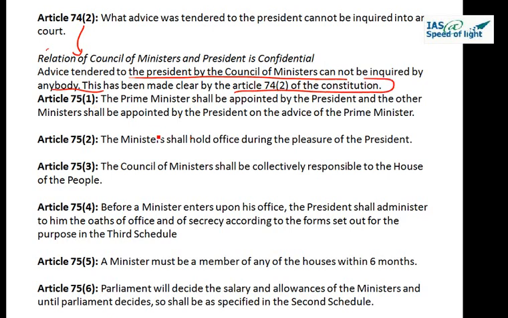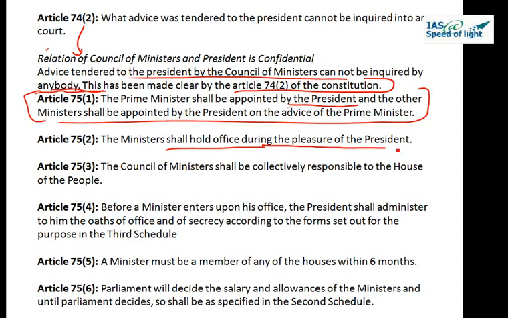Coming to the next article, Article number 75(1): the Prime Minister shall be appointed by the President, and other ministers shall be appointed by the President on the advice of the Prime Minister. So it is not a discretionary power of the President to appoint the Prime Minister. Okay, he has to go with the majority party of the Lok Sabha. The ministers shall hold office during the pleasure of the President. So it doesn't mean that the President, whenever he wants, can remove a minister. It is only the Prime Minister who can give advice to remove a minister.